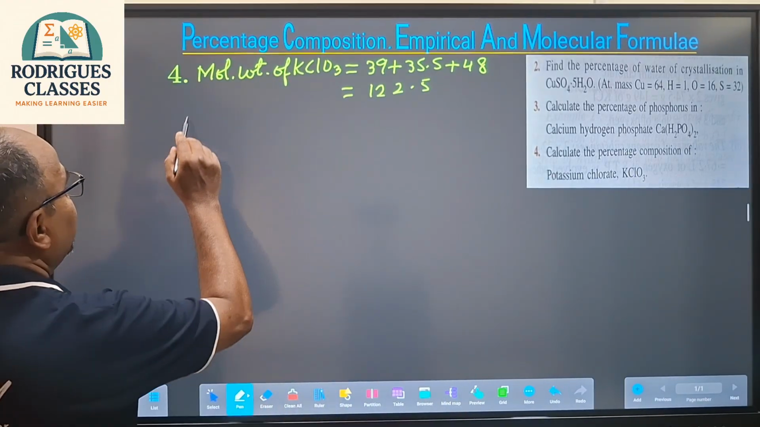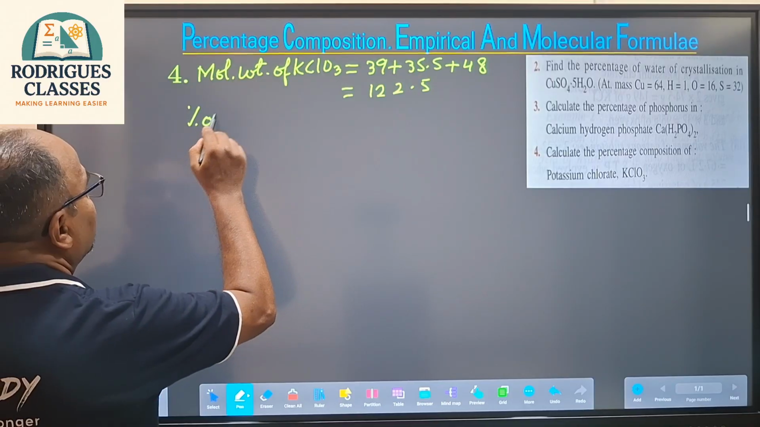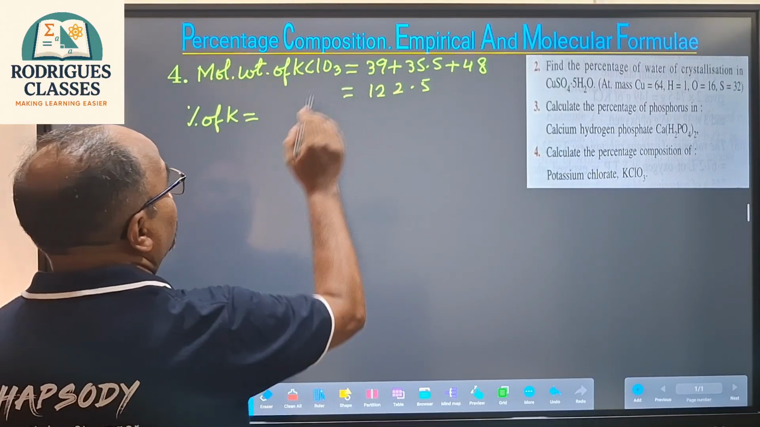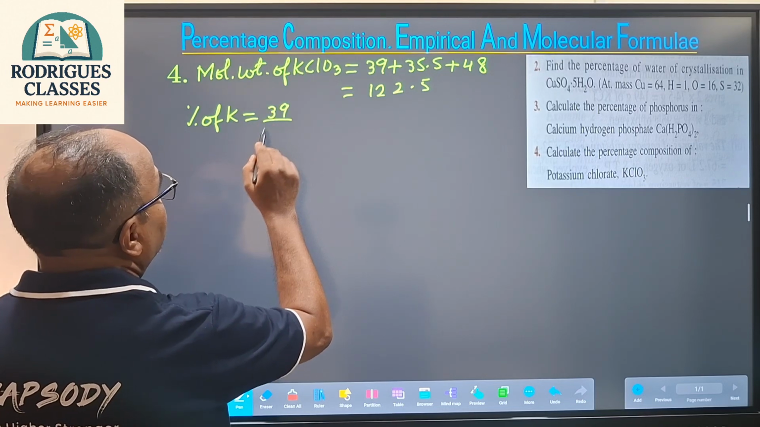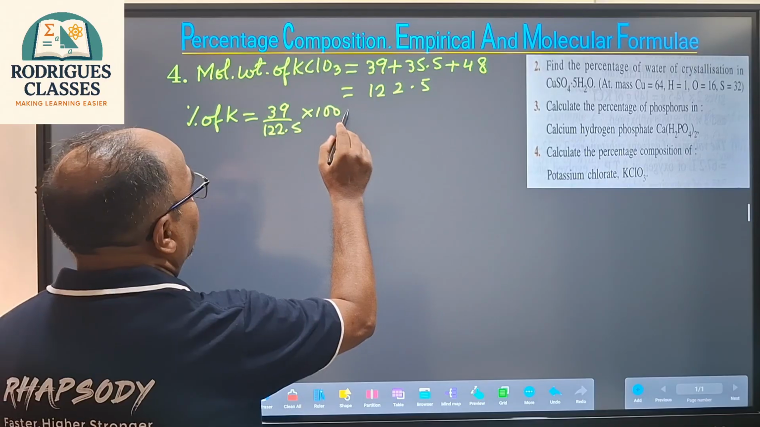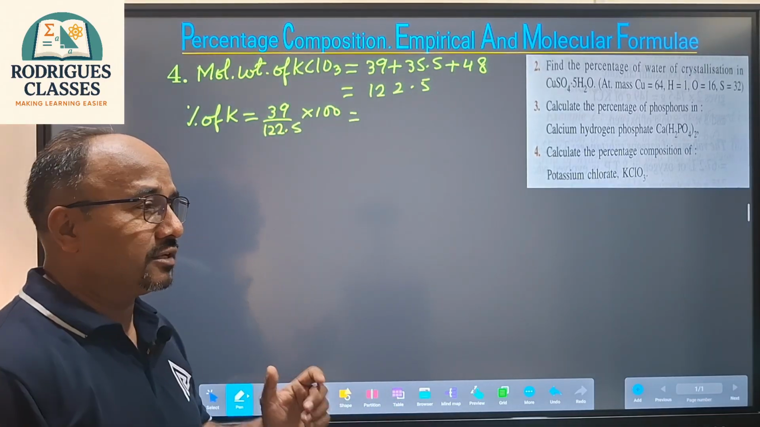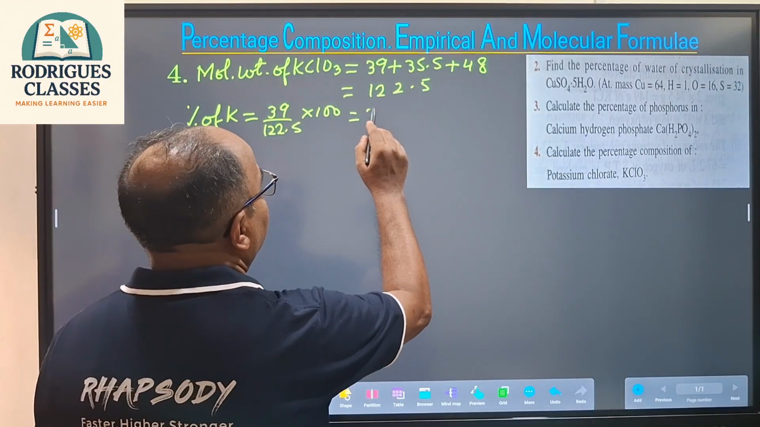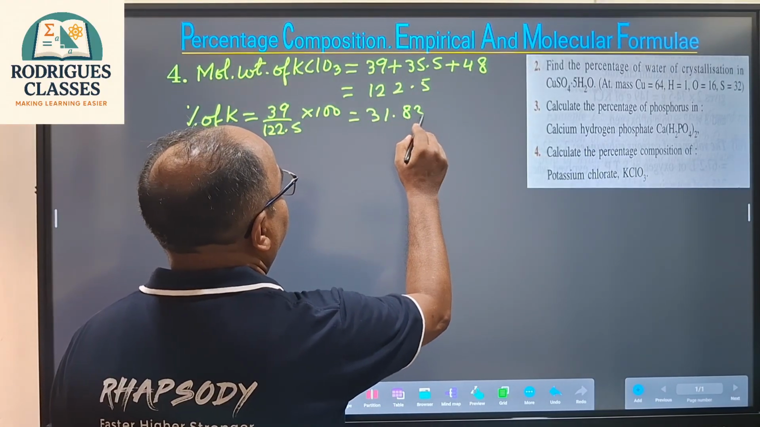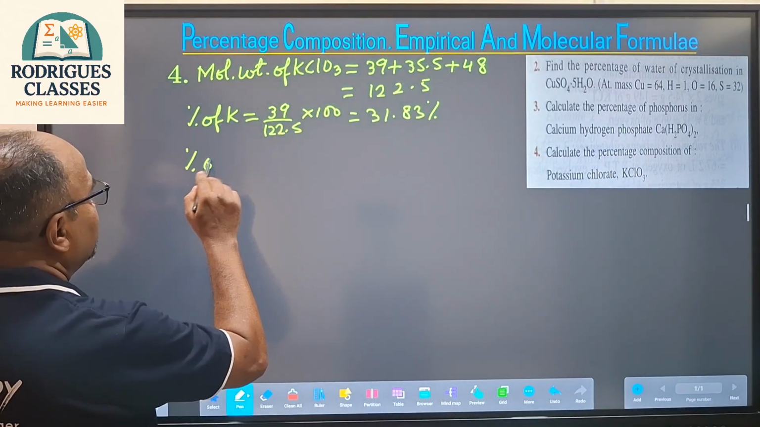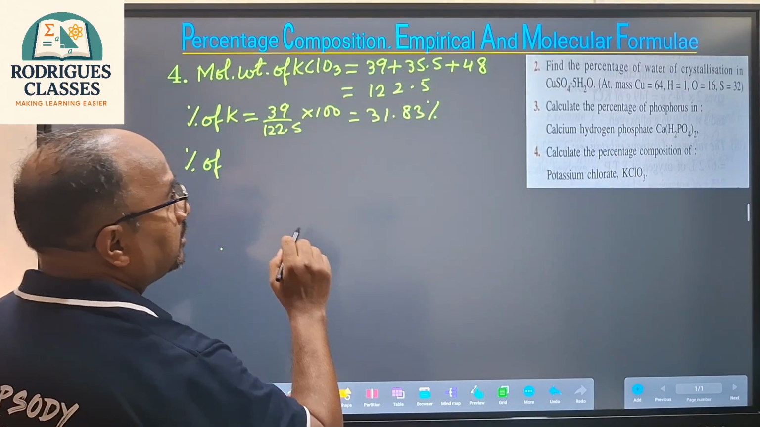Now percentage of potassium will be equal to weight of potassium, which is 39, divided by 122.5, into 100. So that will be the result of a long calculation. We get the answer as 31.83%.